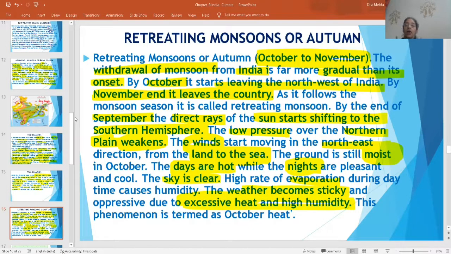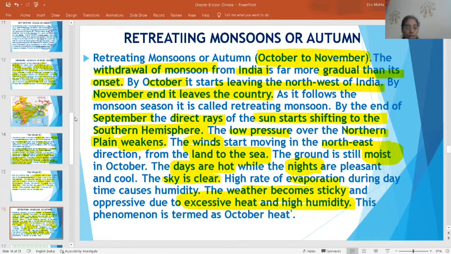So in the retreating monsoon, the monsoon is going from the country, and by the end of November, it leaves the country. What happens now? By the end of September, the direct sun rays fall on the southern hemisphere. So in the northern plains, a low pressure area will be created. Now the wind will move in the opposite direction. Opposite means the northeast direction, from land to sea.